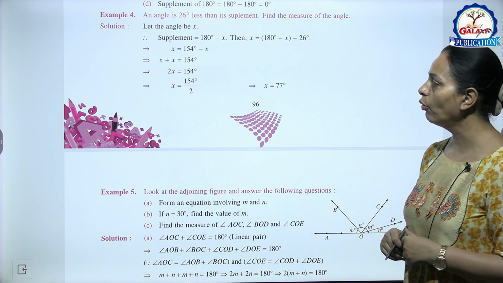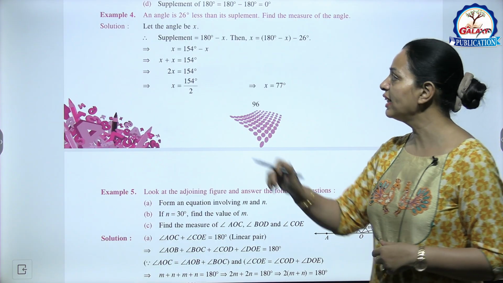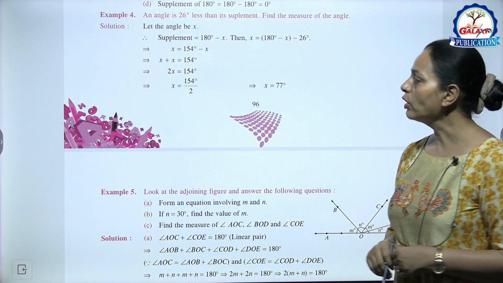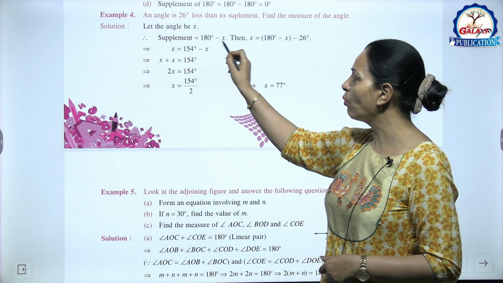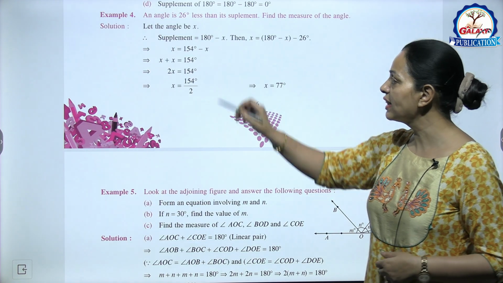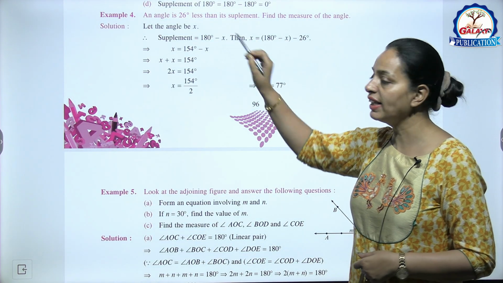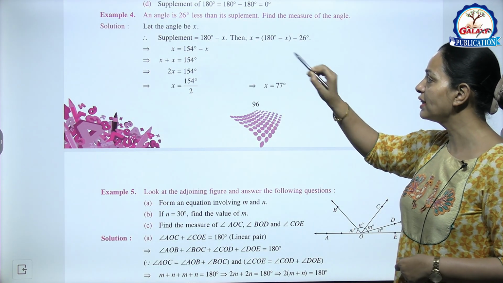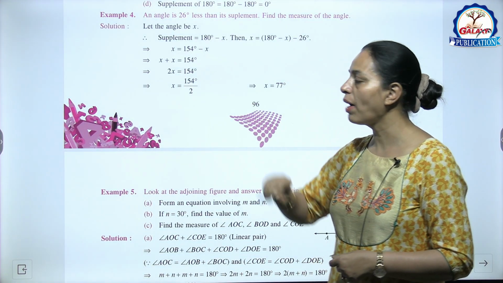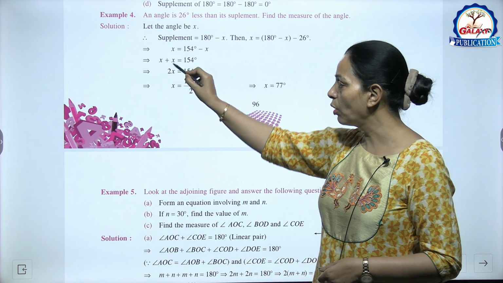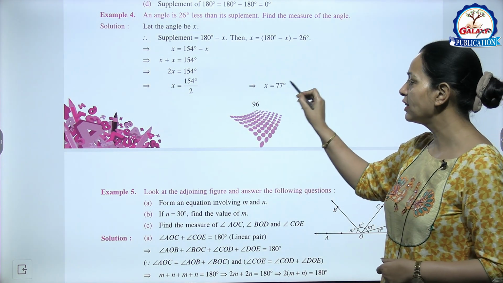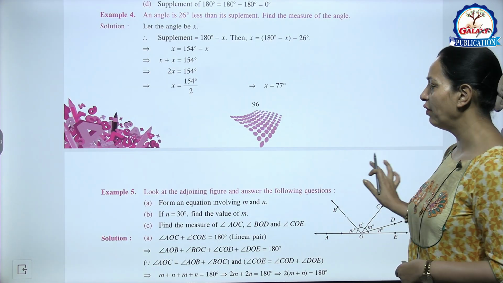Now see example 4. An angle is 26 degree less than its supplement. Find the measure of the angle. So let the angle be x, supplement is 180 minus x, and x is 26 degree less than its supplement. So x equals 180 minus x minus 26, that is 154 minus x. Now we will shift x to one side, so 2x equals 154, so x equals 77 degree.